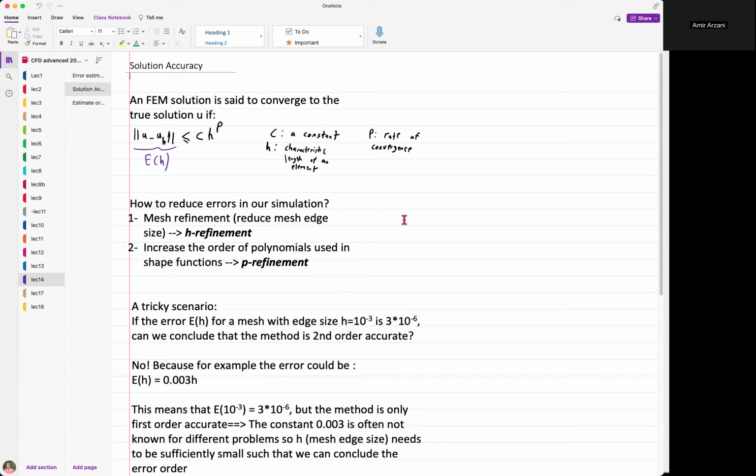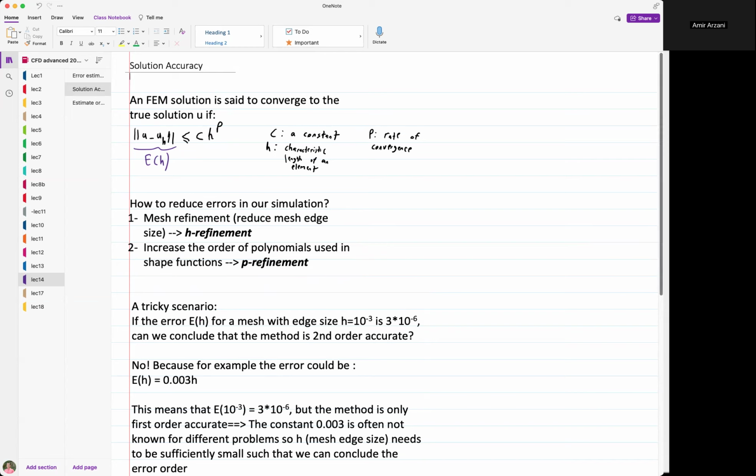Now, to reduce the error in solutions, we have two choices. We can do what's called h refinement, where you basically do mesh refinement and reduce the mesh edge size. Or we can do p refinement, where we increase the order of the polynomial that we use in our shape function, for example, going to quadratic as opposed to linear. That's called p refinement. Or we can also do a combination of both, which is what's called hp refinement.